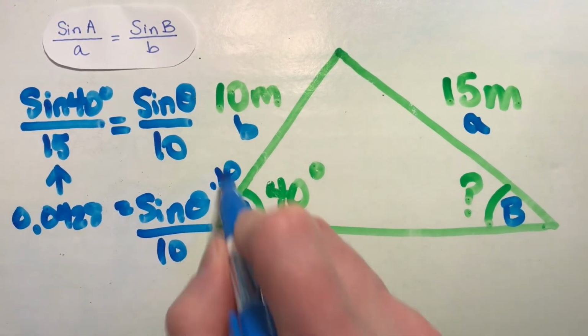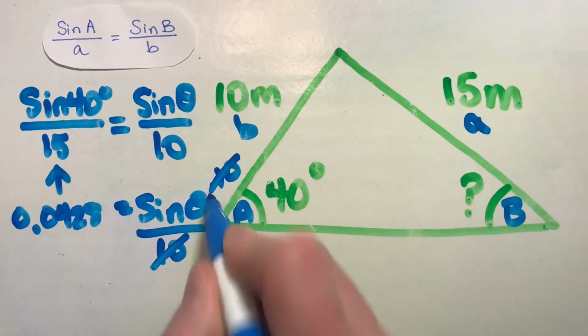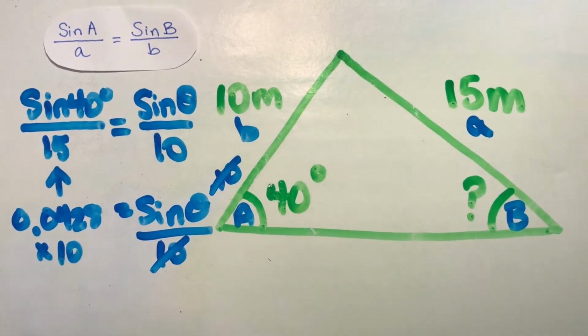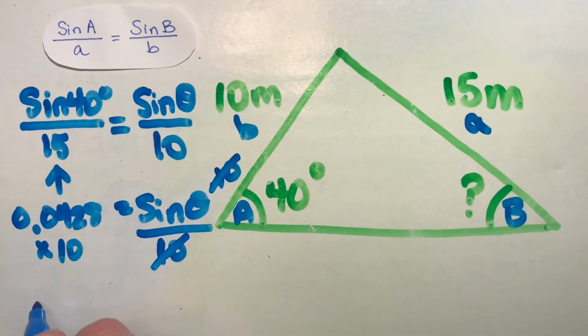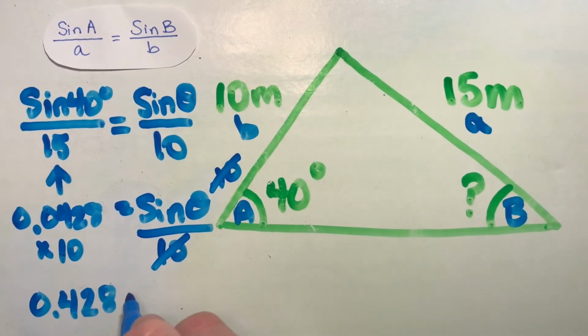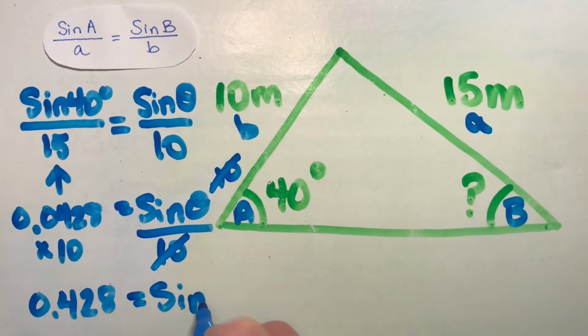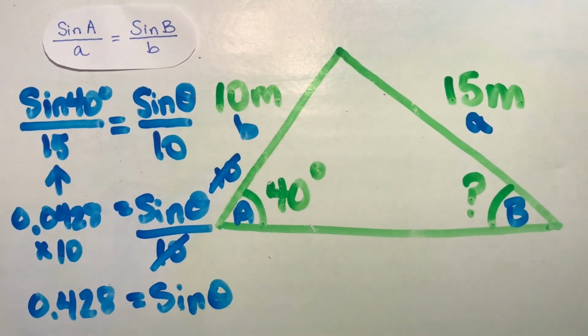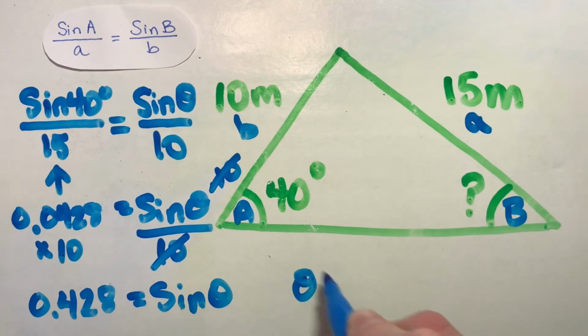So I'm going to multiply by 10, because that cancels out right here. And if I do it to one side, I have to do it to the other side. What I end up with is 0.428 is equal to sine theta. Now I never want sine theta. What I really want is to know what theta is.